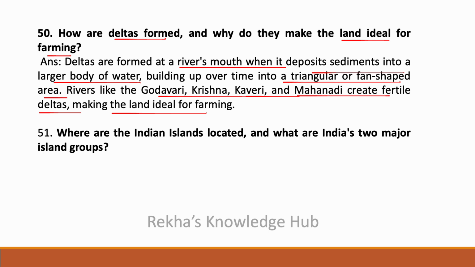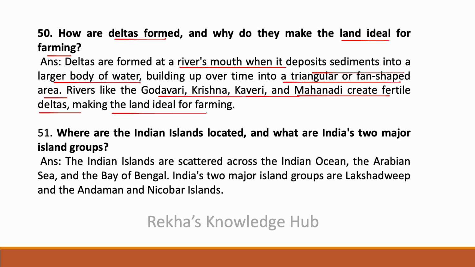Where are the Indian islands located? And what are India's two major island groups? The Indian islands are scattered across the Indian Ocean, the Arabian Sea and the Bay of Bengal. Then, which are India's two major island groups? India's two major island groups are Lakshadweep and the Andaman and Nicobar Islands.